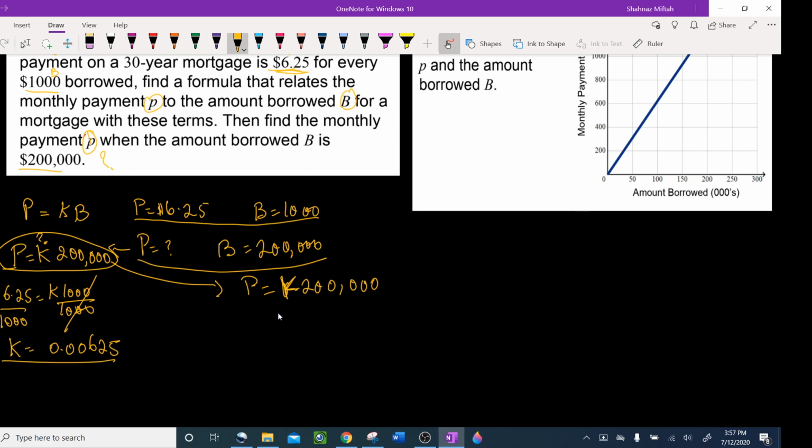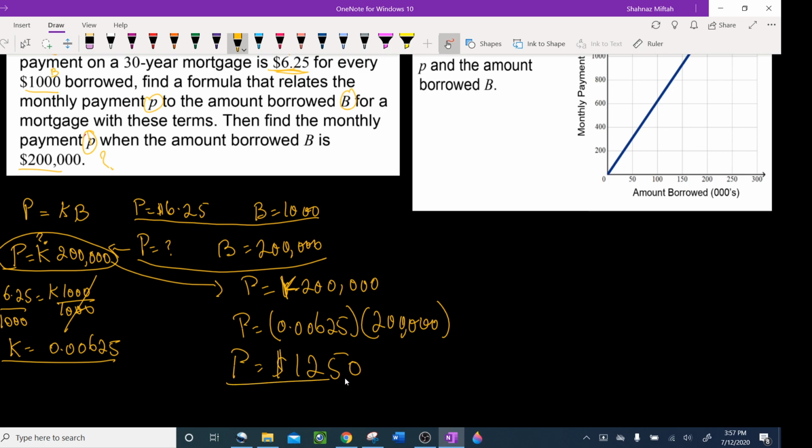Now I'm going to go back to what they were asking me to find, P. Now my K is 0.00625 times $200,000. When you multiply, you are getting $1,250. So what is the payment when I borrow $200,000? The payment is $1,250. When I borrow $1,000, the payment is $6.25. So that's what they were asking me.